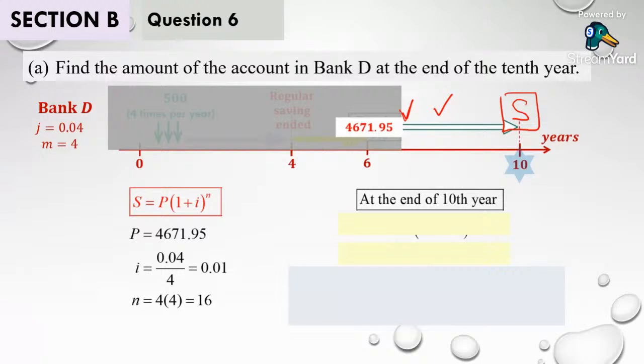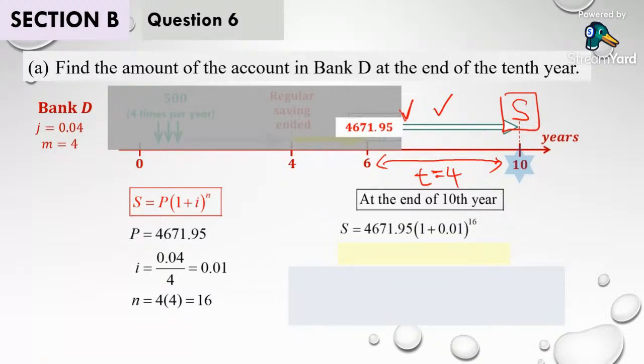0.04 divided by 4, so 0.01. And how many years has this taken place? From the end of the 6th year until the end of the 10 years, in total it takes us 4 years. If 1 year compounds interest 4 times, then 4 years it will compound a total of 16 times.